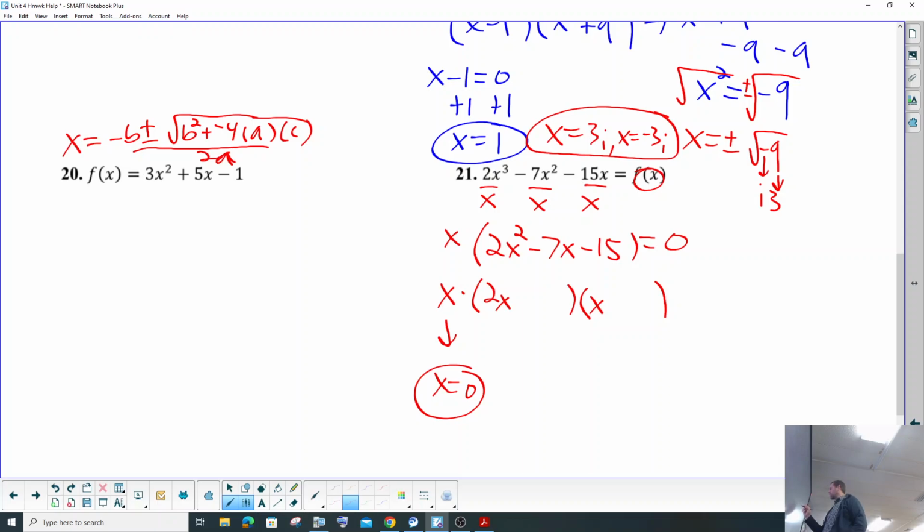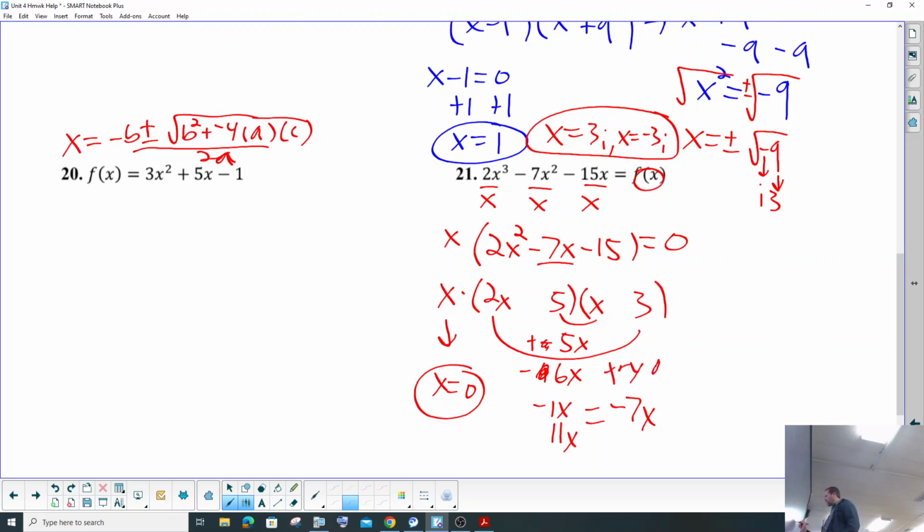So let's do it the other way to show you how you could do it wrong by accident. If I put a 3 and a 5 there, that would be 2x times 3 is 6x, and then 5 times x is 5x. If you add them, you get 11x, or if you subtract them, you get negative 1x, which does not equal negative 7x, the middle term. So then we have to try again, right?